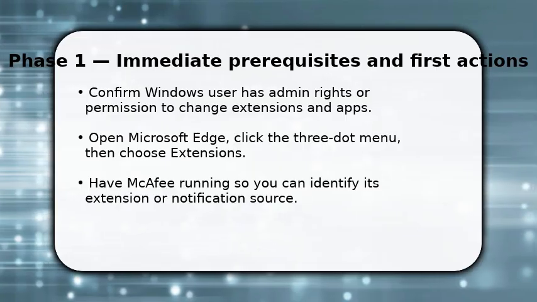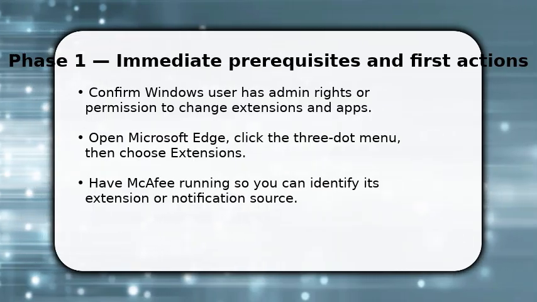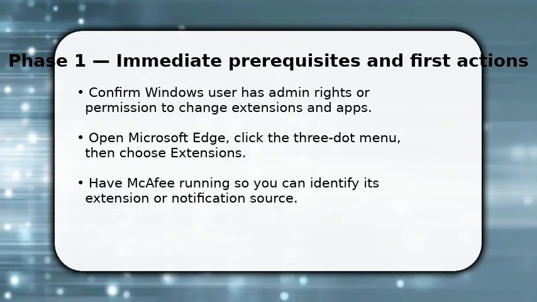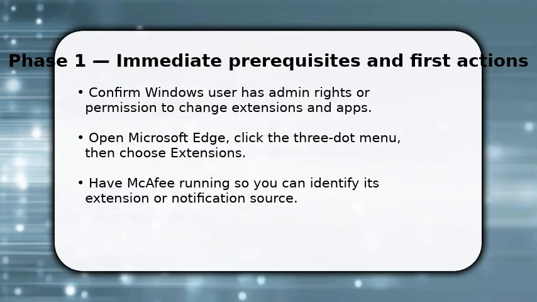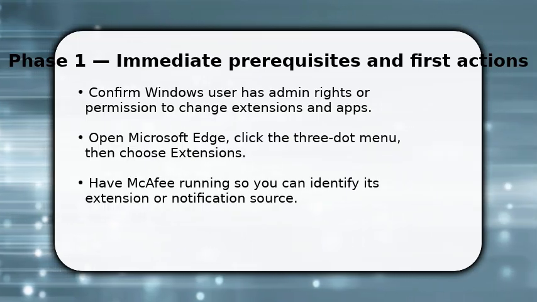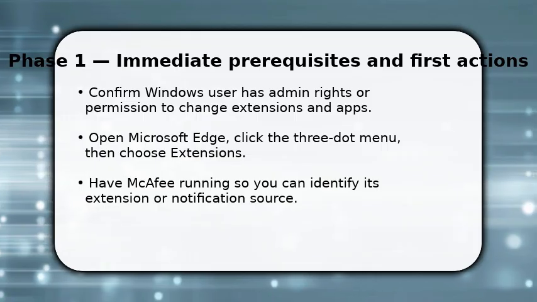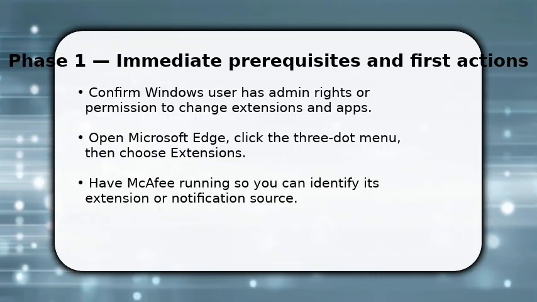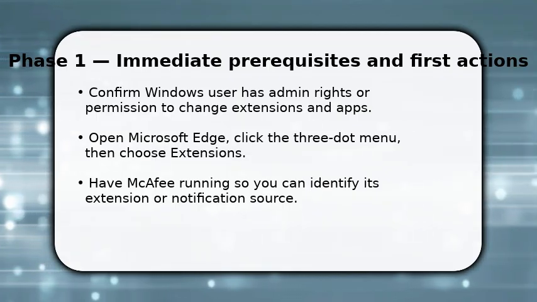You start by preparing the environment. Make sure you have admin rights so changes stick. Open Microsoft Edge and click the three-dot menu, then Extensions to view installed add-ons. Once done, keep McAfee running in the background so you can identify whether the pop-up comes from an Edge extension or from the McAfee desktop app. This distinction matters because browser extensions and system notifications require different fixes.